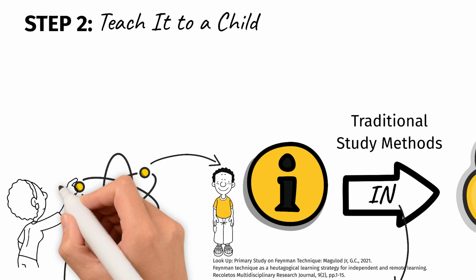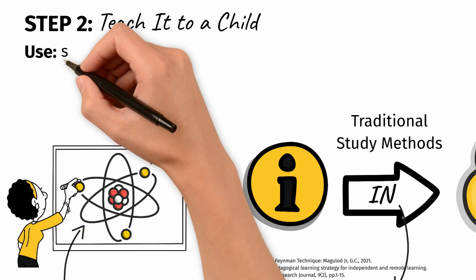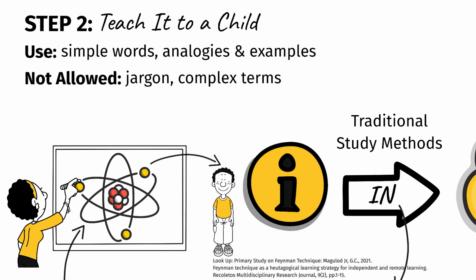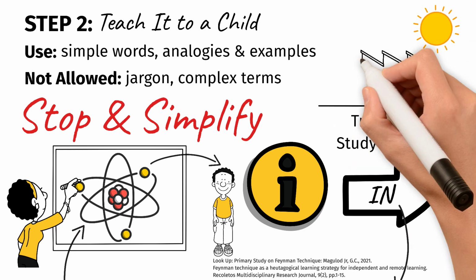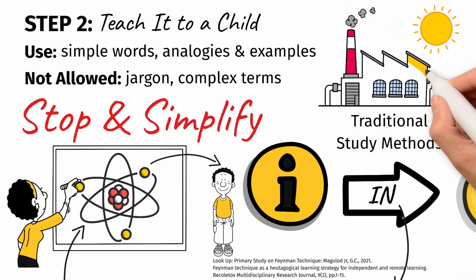Step 2, teach it to a child. Now explain your concept as if you're teaching a curious 8-year-old. Use simple words, analogies, and examples. No jargon allowed. If you catch yourself using complex terms, stop and simplify. For photosynthesis, you might say, plants are like tiny solar panel factories. They catch sunlight and mix it with water and air to make sugar food. This step exposes fuzzy thinking instantly.